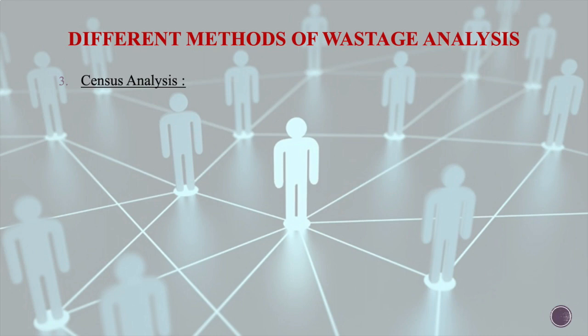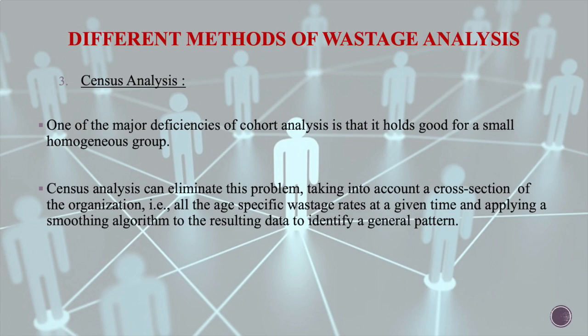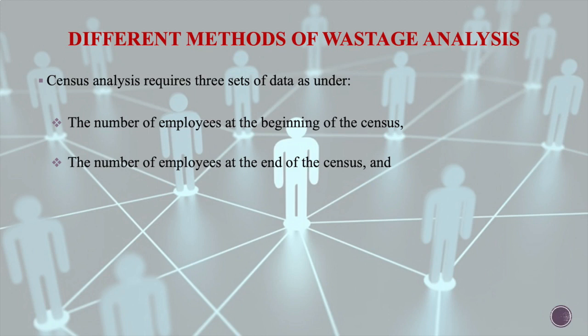The third step is called census analysis. One of the major deficiencies of cohort analysis is that it holds good only for a small homogeneous group. So census analysis can eliminate this problem, taking into account a cross section of the organization, that is all the age-specific wastage rates at a given time, and applying a smoothing algorithm to the resulting data to identify a general pattern. So census analysis requires 3 sets of data: the number of employees at the beginning of the census, the number of employees at the end of the census, and the number of employees during the census period.